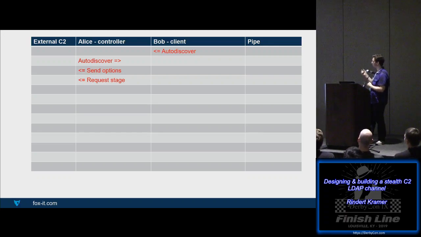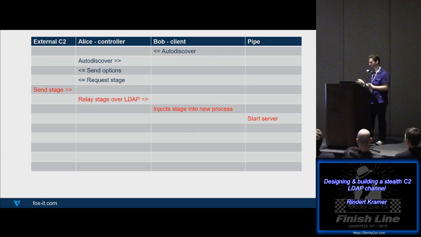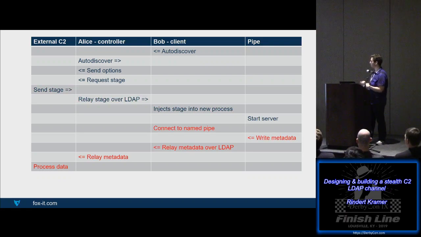So Alice and Bob find each other during the auto-discover, and the name of the named pipe and the architecture and so on is exchanged. Alice forwards this to the Cobalt Strike external C2 server. Cobalt Strike returns the payload to Alice, and Alice relays the data back to Bob over Active Directory, over LDAP. Bob injects it into a new process, which starts a new named pipe server. Bob connects to the named pipe server, gets all the data that's already on it, and forwards it back to Alice over LDAP. Alice then writes it back to the external C2 server.